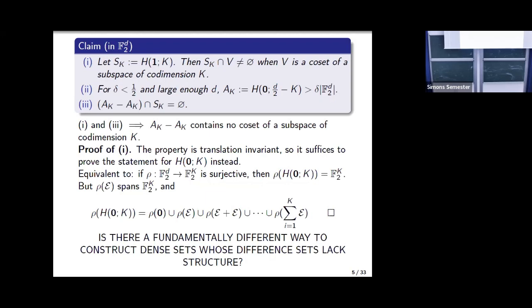And I don't know if you could classify, right? If you could classify the dense subsets of F2 to the K or F2 to the D whose difference set does not contain a coset of a subspace of codimension K, you'd probably be able to answer most of the open questions about single recurrence.